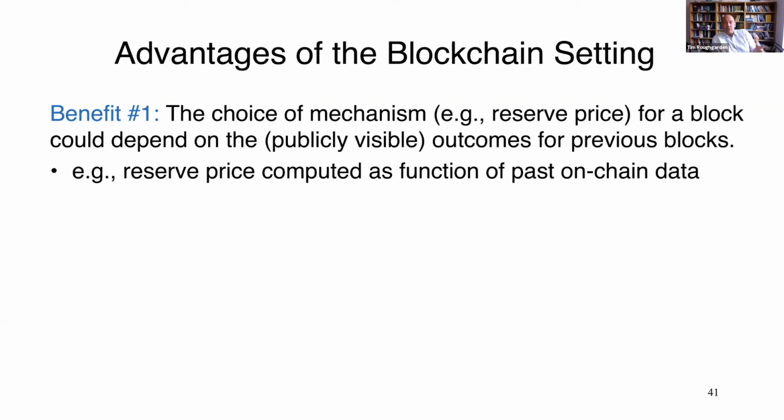Okay? First price auctions do not make use of this power. First price auctions just ignore the past and the future. But you could, if you wanted, have a past-dependent mechanism used at each block. And in fact, EIP-1559 will be of that type.